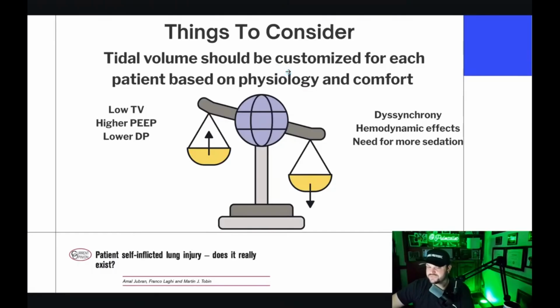You're going to probably cause a flow dysynchrony. The patient's going to get more agitated. They're going to get more medication and sedation, etc. And it's going to just sort of spiral out of control.